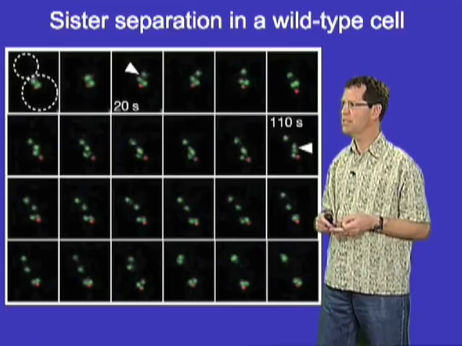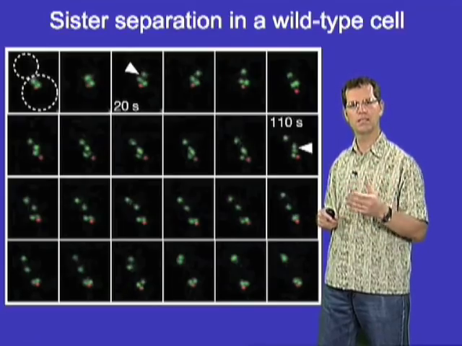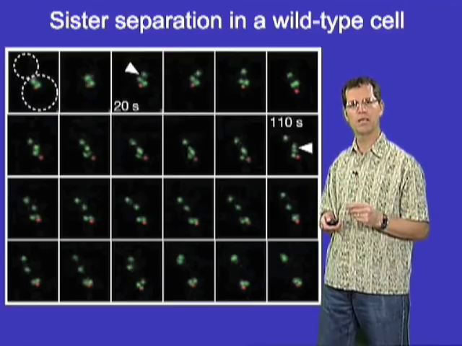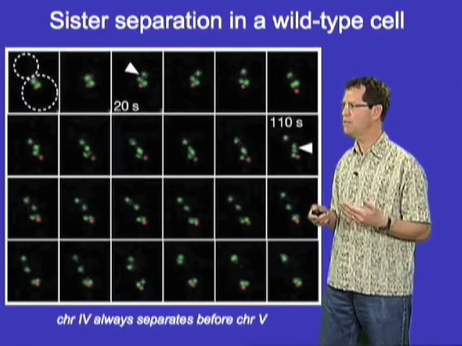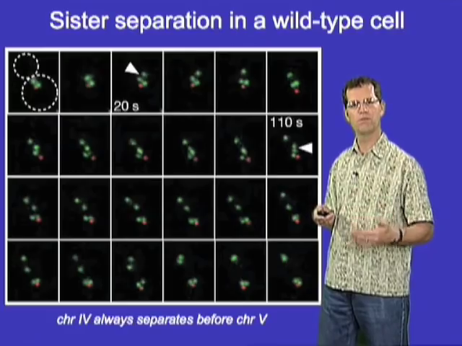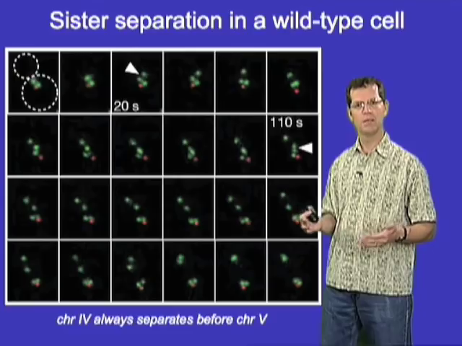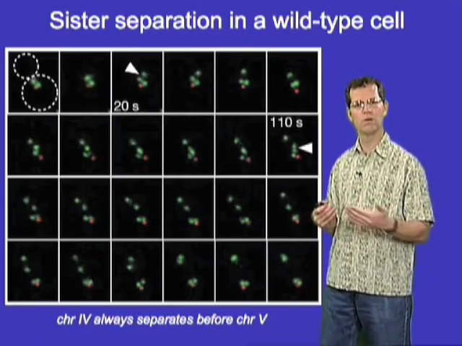The second was that using the relative intensity of the green dots, as I said, we could distinguish between chromosome 4 and chromosome 5, and that led to the surprising realization that in all these cells, chromosome 4 is always separating before chromosome 5. In other words, chromosomes don't separate in a random order, but appear to be ordered such that 4 always goes before 5.